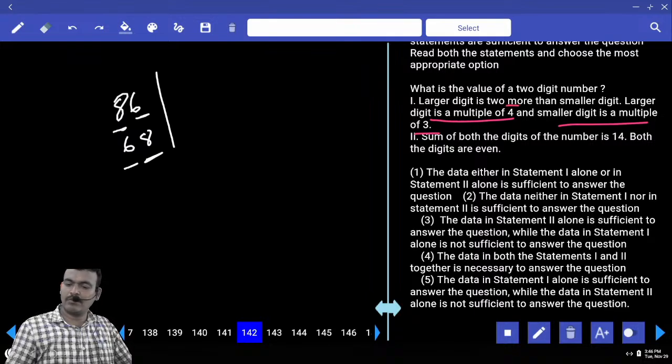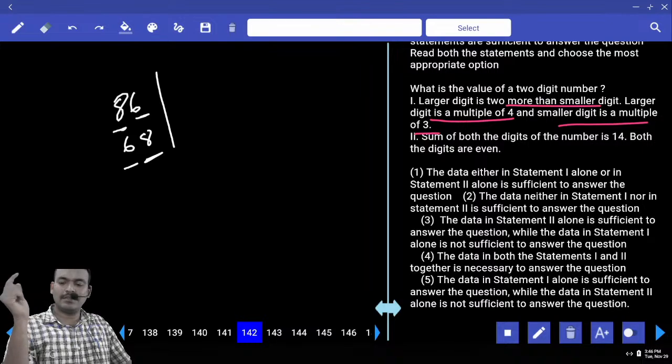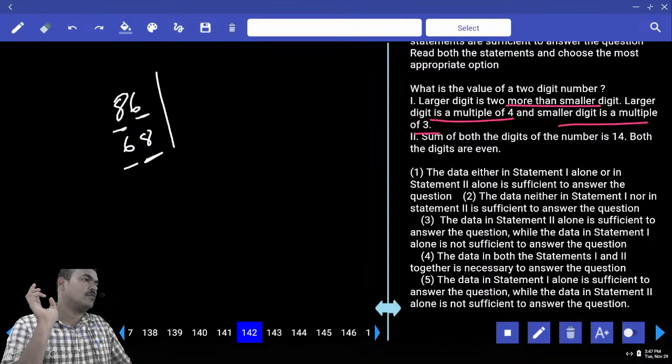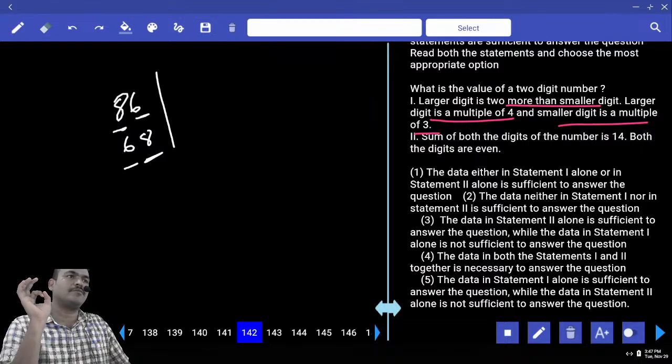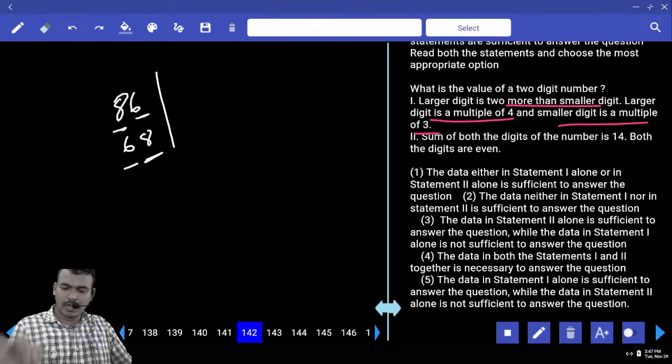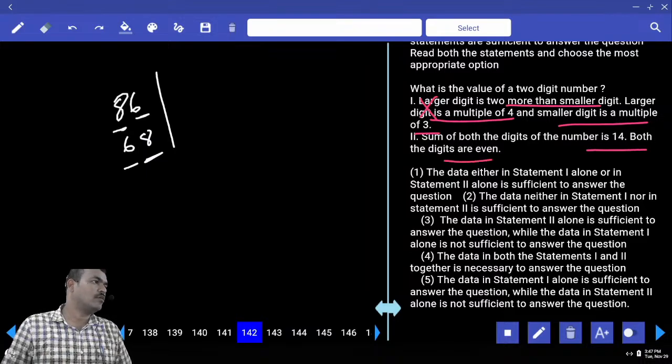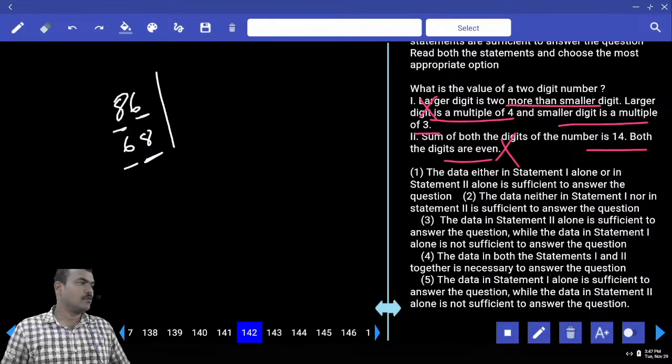What is the difference value? 2 more. Larger digit is 2 more than the smaller digit. How many possibilities are there? 2 possibilities. But in data sufficiency, there is always one possibility. Okay. First one alone is not sufficient. What is the second one? Sum of both the digits of the number is 14. Both the digits are even. Here also 2 possibilities. Only 2 alone is not sufficient.